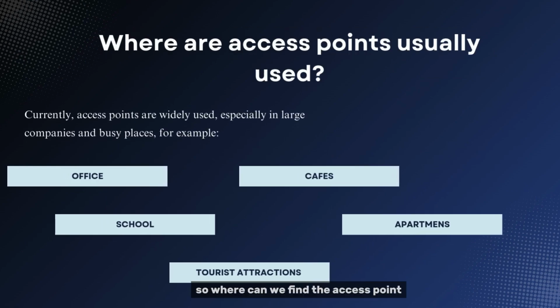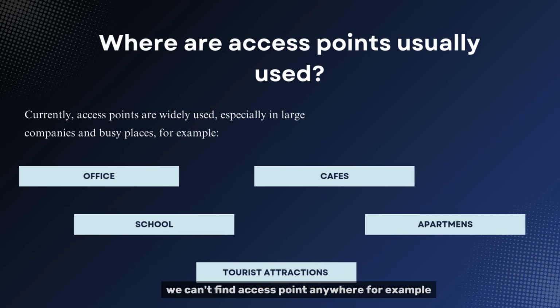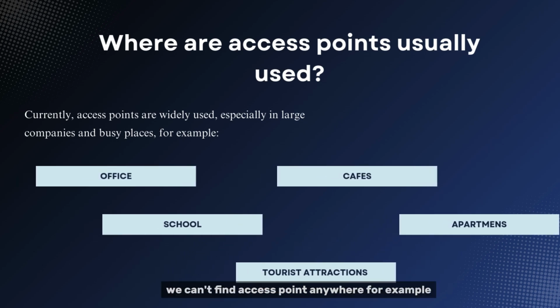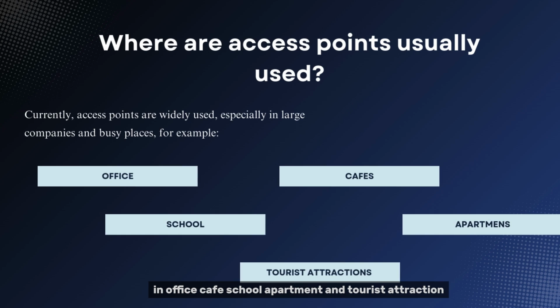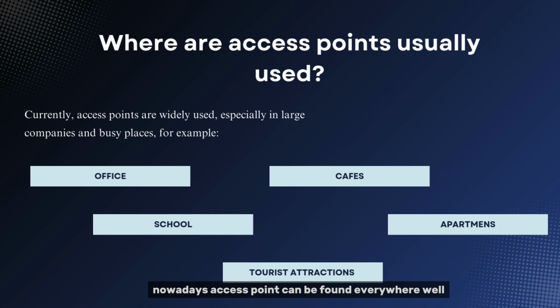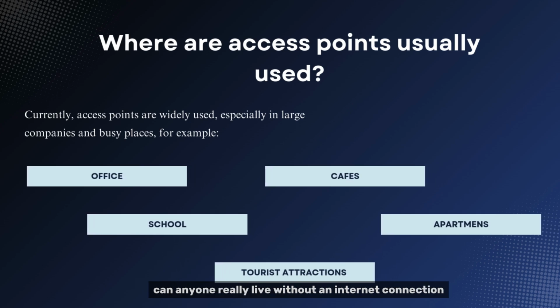So, where can we find the access point? Currently, we can find access points anywhere, for example, in offices, cafes, schools, apartments, and tourist attractions. Nowadays, access points can be found everywhere. Well, can anyone really live without an internet connection?